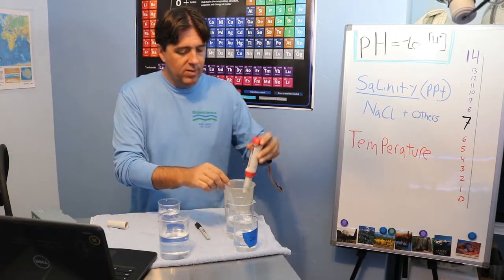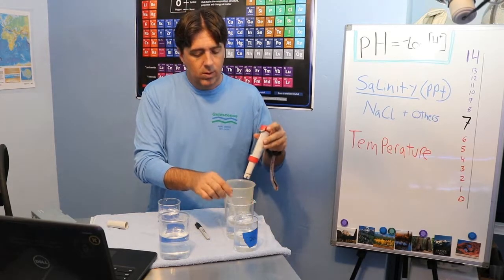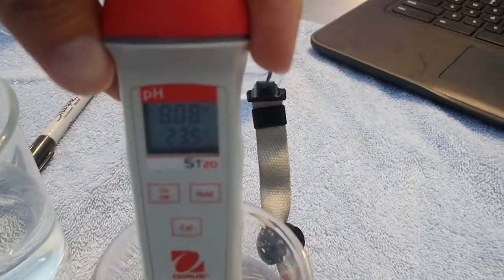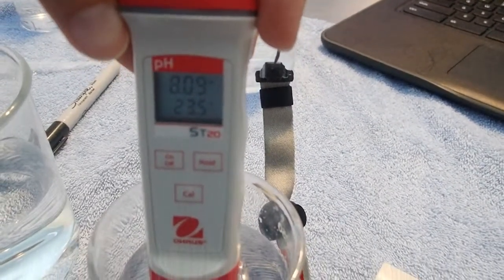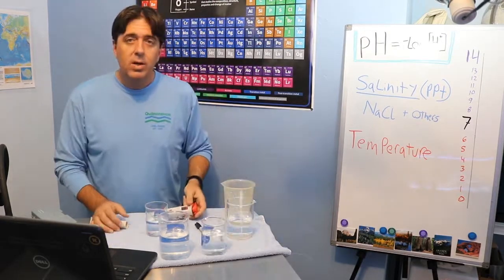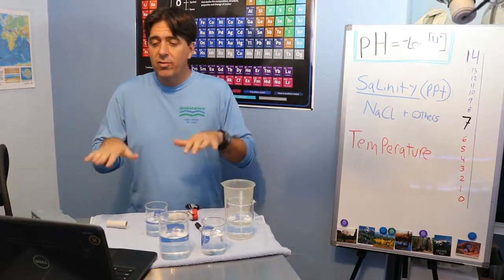Oh, I gotta do a rinse off first. A little DI water. Now we're gonna go into the high. We're gonna look at 8.08, 8.09. All right, so that is the pH for the different tanks.